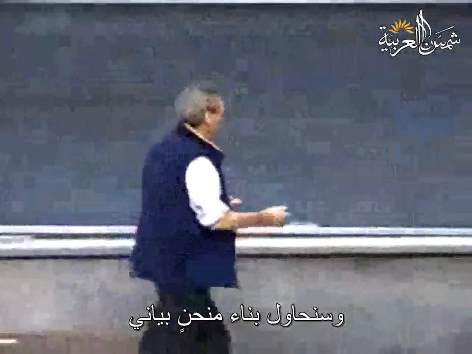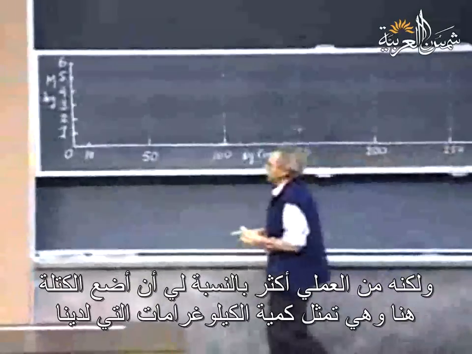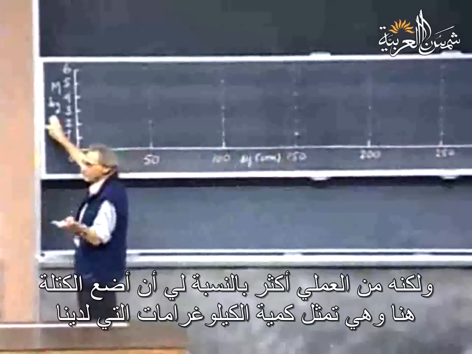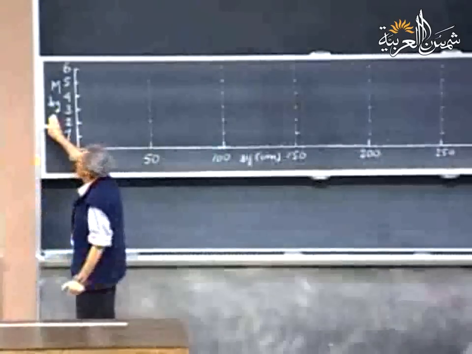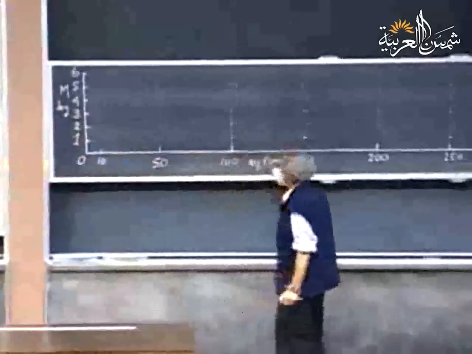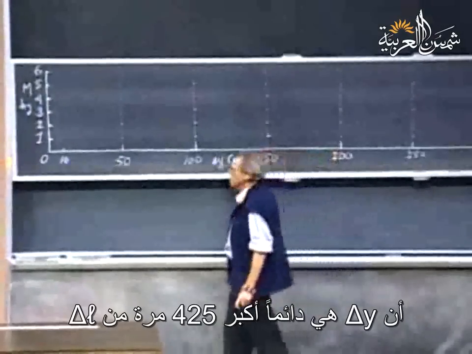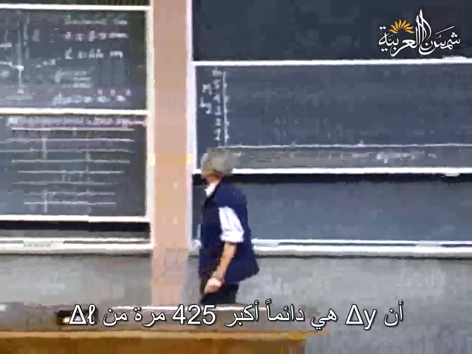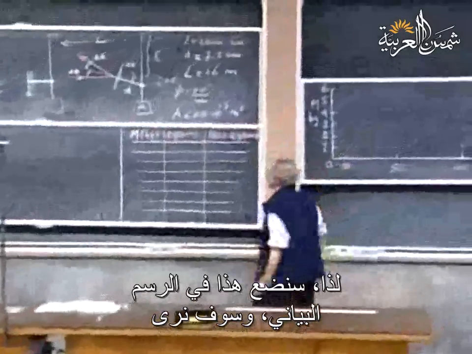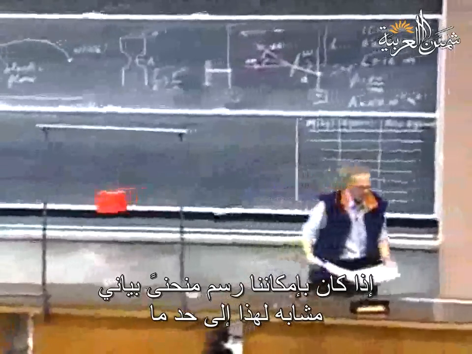And we will try to construct a curve of the stress versus strain, except that it is practical for me to put here just the mass, how many kilograms we have on there, because we know what A is, so you can calculate F over A. That's not so important now. And here I simply have delta Y. But keep in mind that delta Y is always 425 times larger than delta L. And so we're going to plot it, and we're going to see whether we come up with a curve that is somewhat similar to that one.